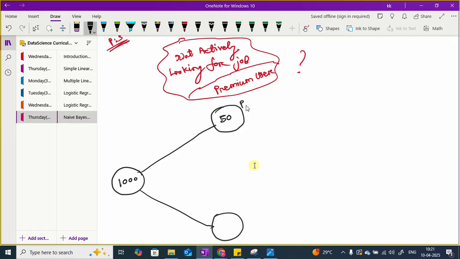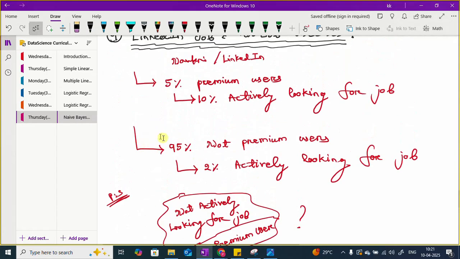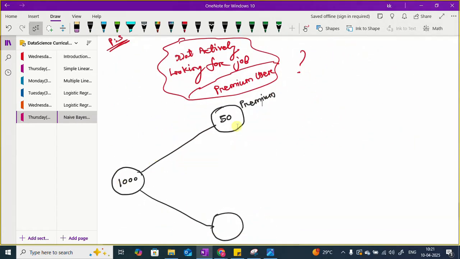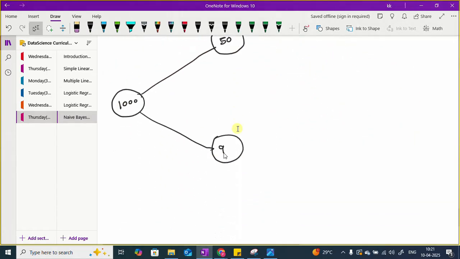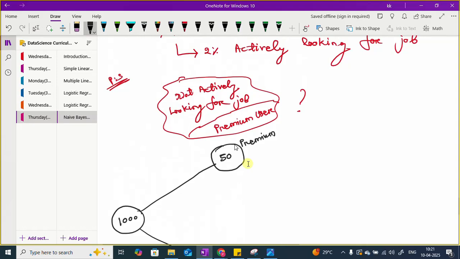Let me write premium. Premium user. Obviously, then how many are non-premium? 95 percent, but I can say 1000 minus 50. So 950 are not premium. Yes or no? Now again, let's come back to the premium. We'll subdivide it, then we'll go to the non-premium.